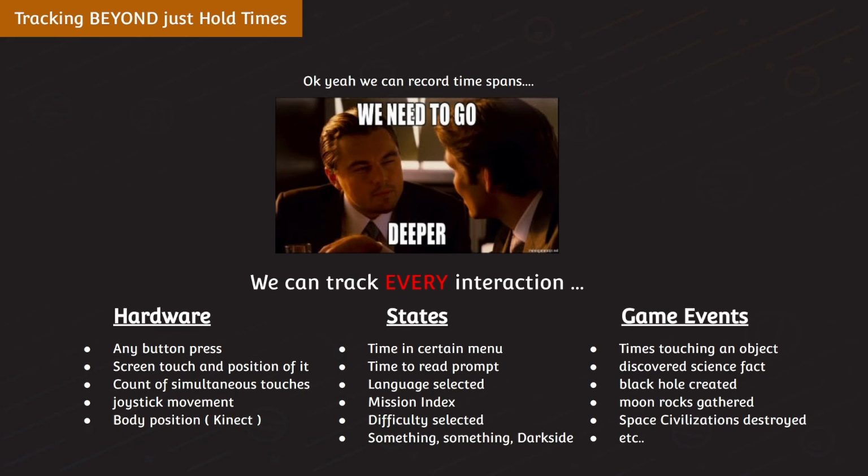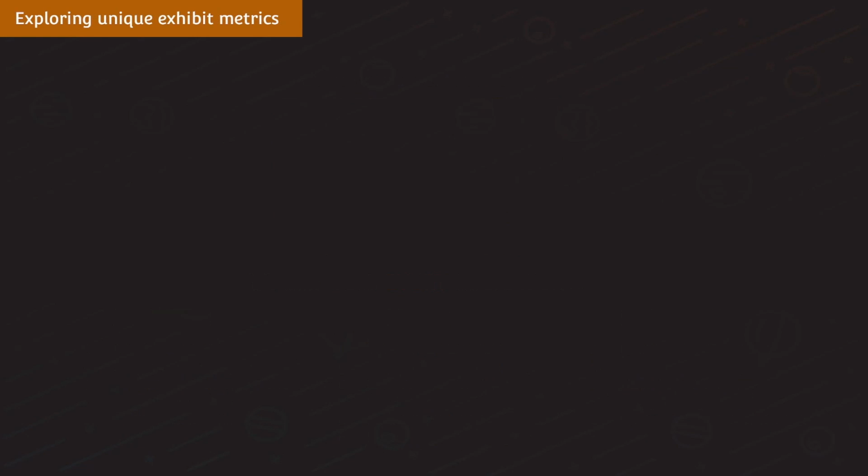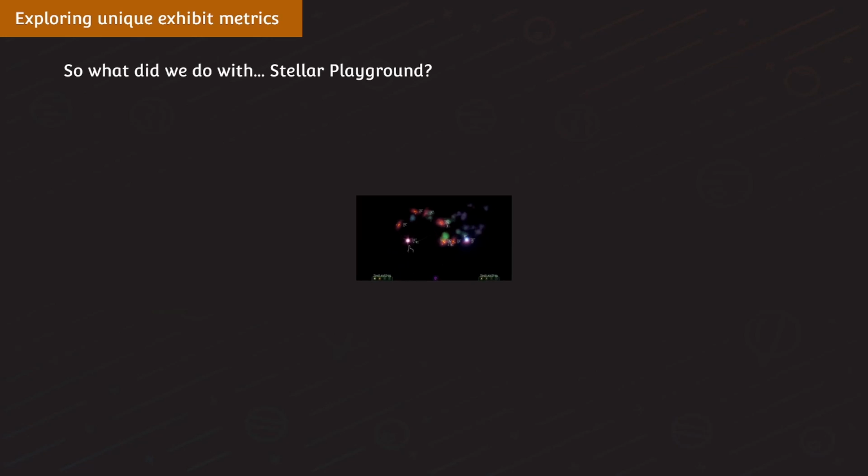But we can get into the real cool part of the game events itself, like the number of times a particular object was touched, if a certain fact was found or info spot discovered, if they created special items like black holes or collected moon rocks or destroyed space civilizations, like just planetarium stuff. So, what did we learn with Stellar Playground?